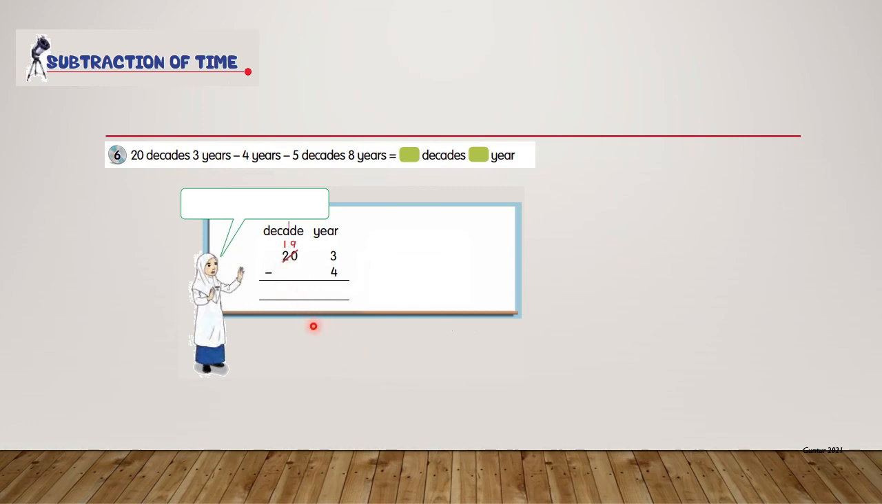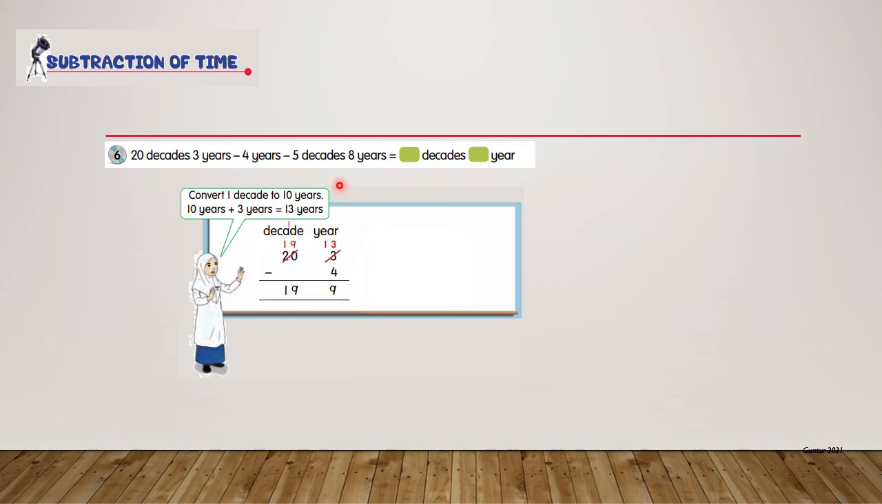Okay, 1 decade is equal to 10 years. Now the year is already 3. 10 added with 3 becomes 13 years. So we write for year 13, and cancel the 3 that was written there before. Now 13 subtract by 4 becomes 9. And the remaining decade is 19. So the answer for the first subtraction is 19 decades and 9 years.